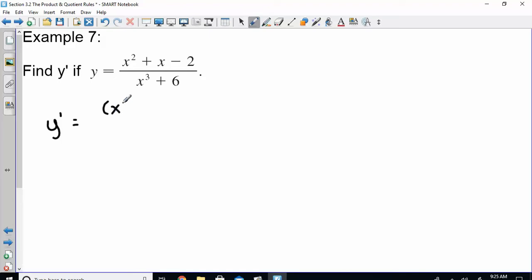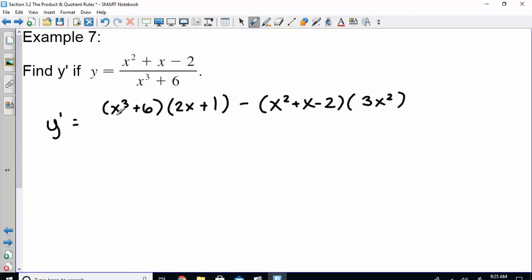So quotient rule is low, so the bottom. D high, derivative of the top, is 2x plus 1, minus high, so the top, d low, derivative of the bottom is, over low, so the bottom, squared.